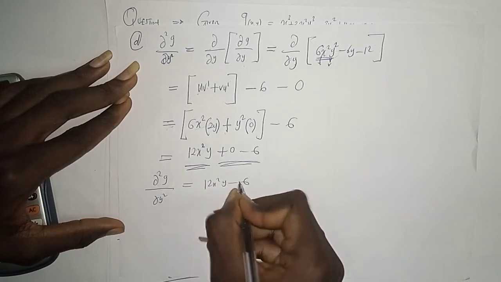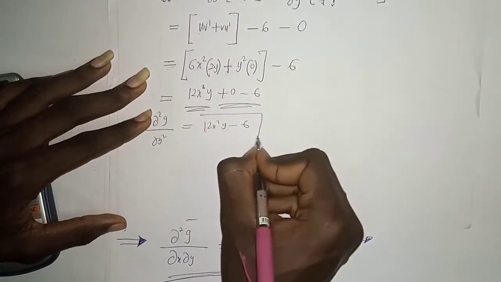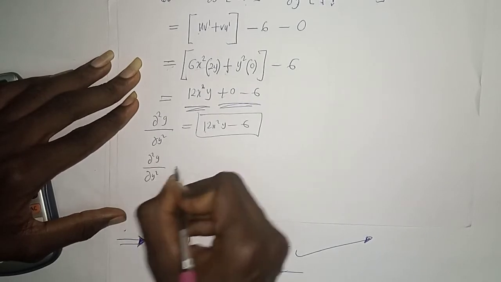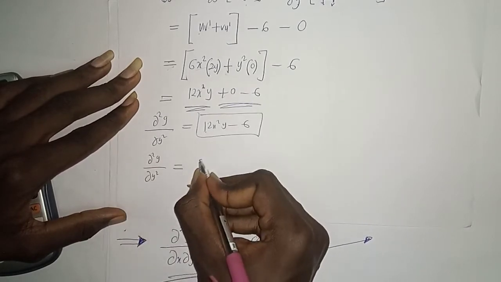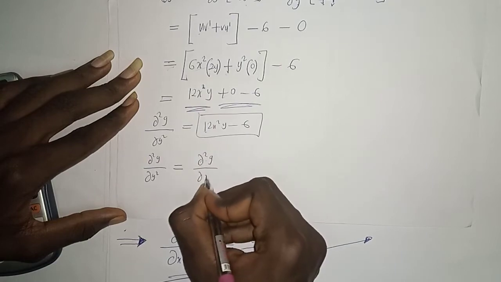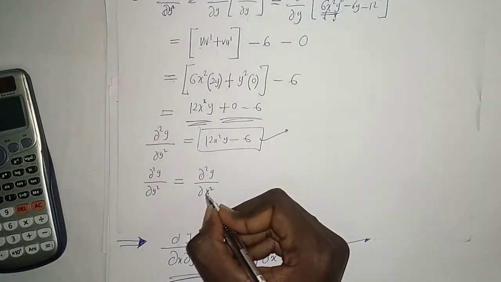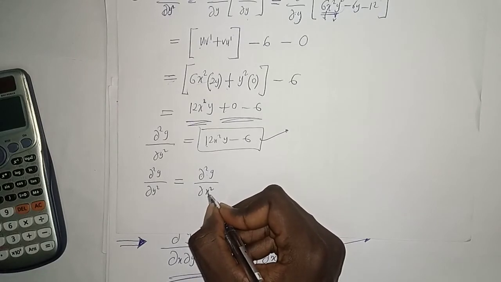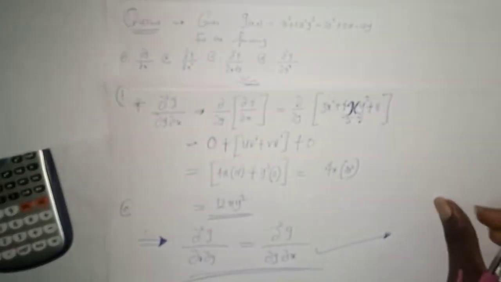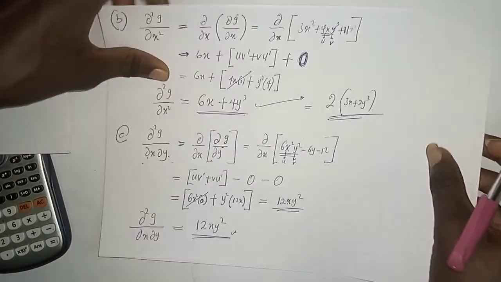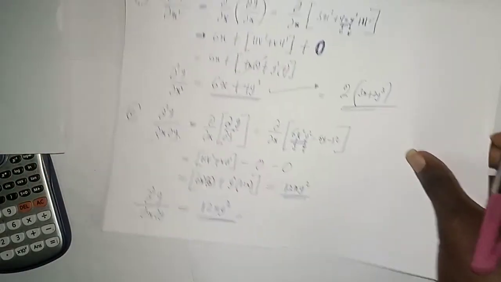12x squared minus 6. So my final conclusion is, can we say that del squared g over del y squared is equal to del squared g over del x squared? Are they equal? I think we just solved this one now, and I think we actually solved the one with respect to x before. So let me just quickly look for that. Okay, I have it here.